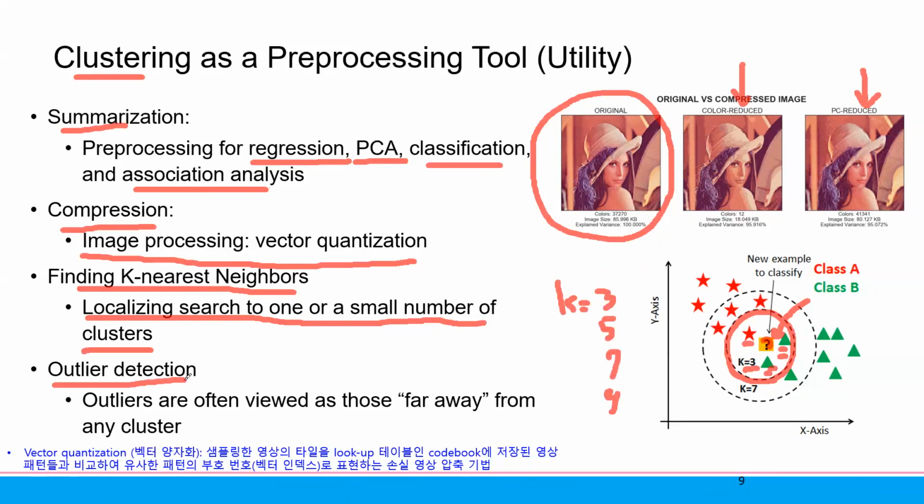Or we can have outlier detection. If it is far away from any cluster, then it is an outlier.